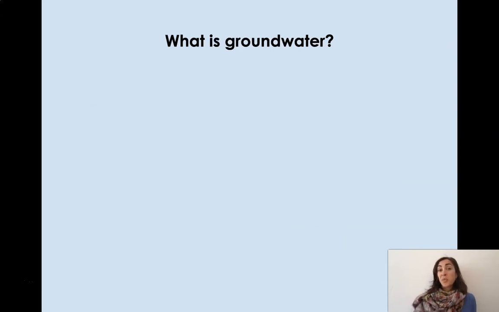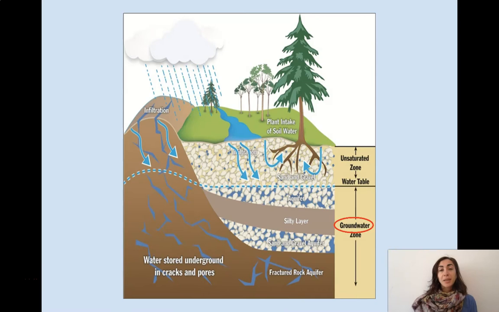But let's start from the beginning. What is groundwater? Basically, groundwater is water that is underground. Now, to get a little bit more into detail about that, let's talk about how it gets there in the first place. So here we have some precipitation that can be in the form of hail or snow or rain.